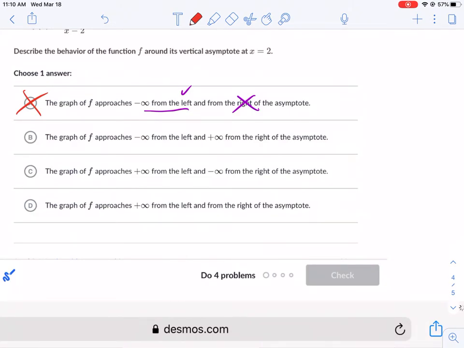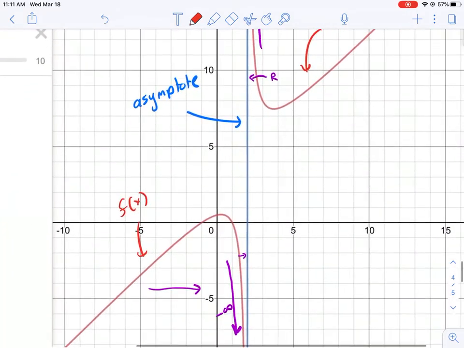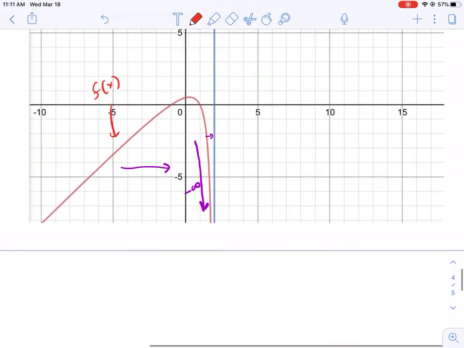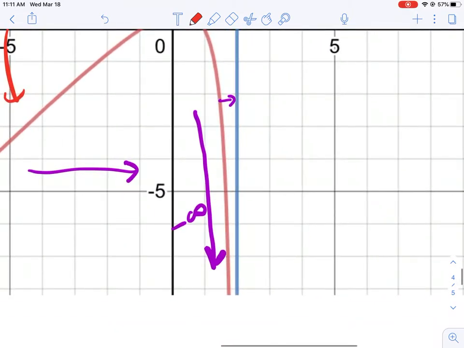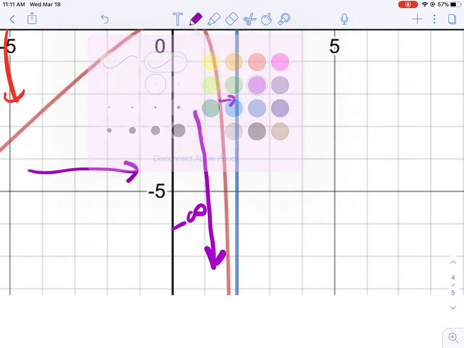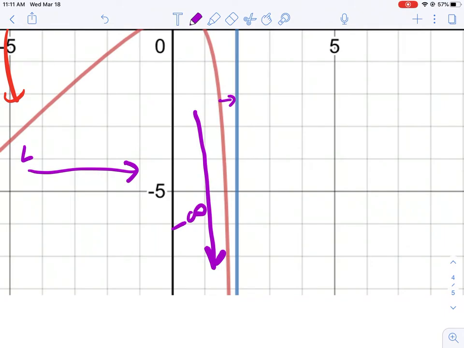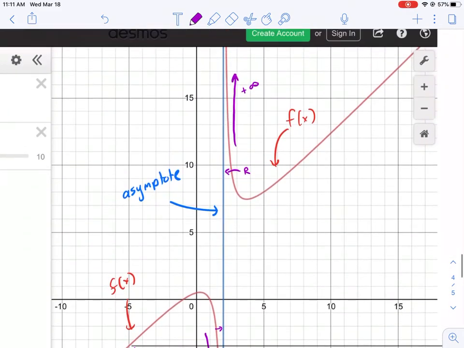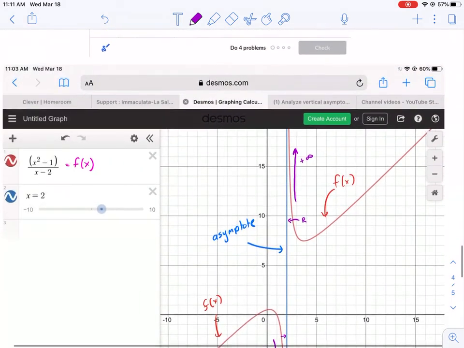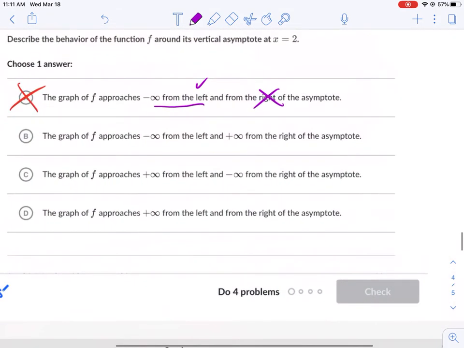Okay, let's look at option B. As the graph of f approaches negative infinity from the left, and positive infinity from the right of the asymptote. So it approaches negative infinity from the left and positive infinity from the right. Okay, so from the left, we already established, as we move from the left to the right, it gets closer. As we get close to the asymptote, it goes to negative infinity. That's established. And as we move to the right, it approaches positive infinity. So this is actually our correct choice.